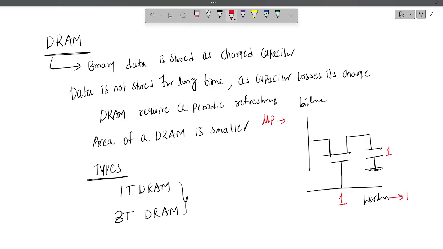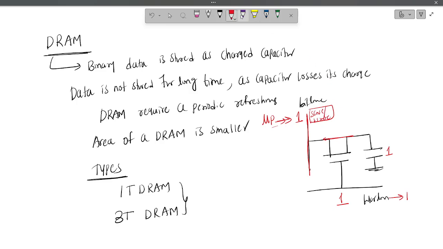The word line becomes one, so this transistor will be on, which means one will be available at the bit line. That one will be read by the processor through the sense write circuit, which senses it for the microprocessor.